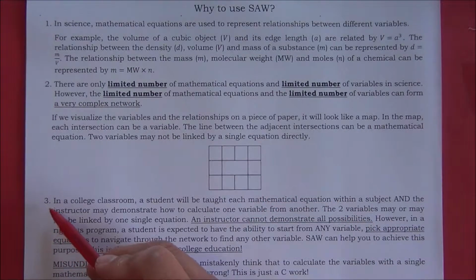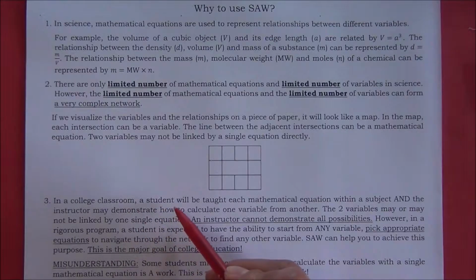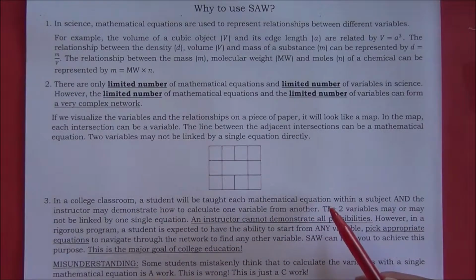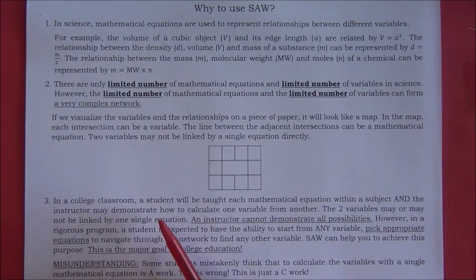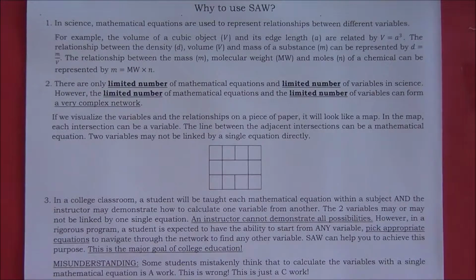Number 3. In a college classroom, a student will be taught each mathematical equation within a subject, and the instructor may demonstrate how to calculate one variable from another. The variables may or may not be linked by one single equation. An instructor cannot demonstrate all possibilities because there are so many relationships between different variables. There is not enough time for an instructor to demonstrate all of them.